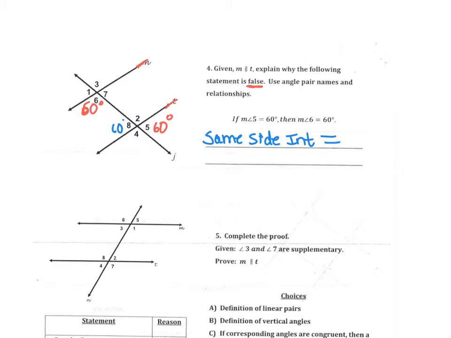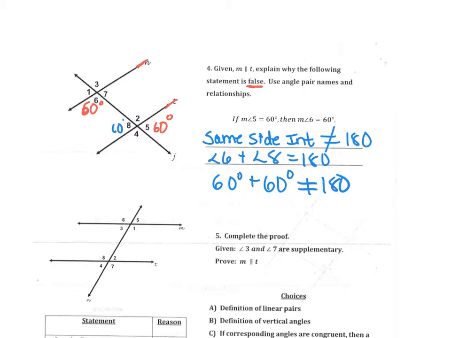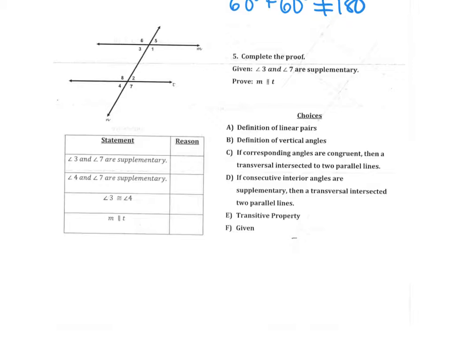And they should be equal to 180, and they don't. So angle 6 plus angle 8 should equal 180, and angle 6 is 60 degrees, angle 8 is 60 degrees, and that does not equal 180. Next, this one can be tricky.